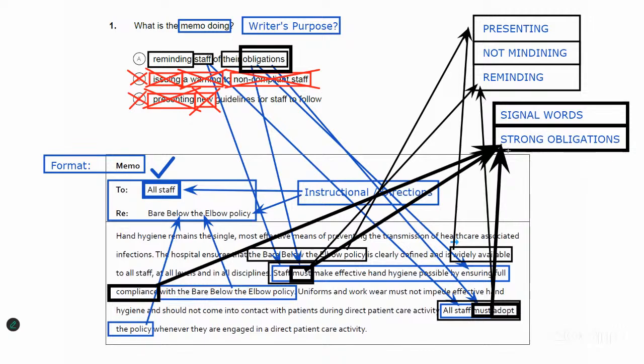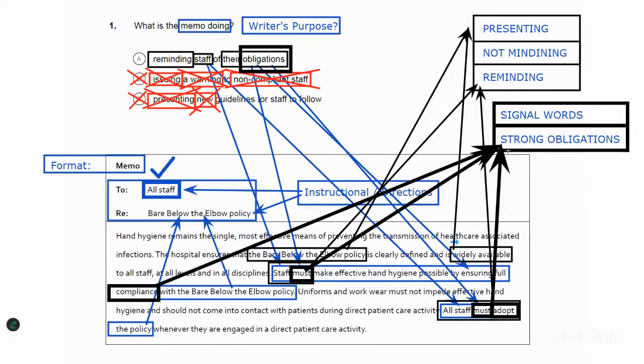Step 9, cross-check distractors. B, out of scope, no warning tone. Option B, issuing a warning to non-compliant. It's out of scope because there is no warning tone. The tone is not warning. It's a friendly tone. It's not a threatening tone.